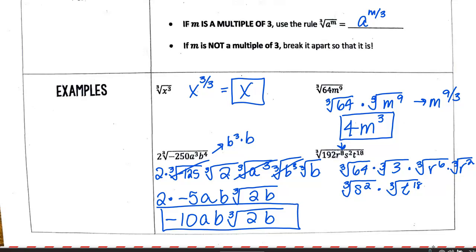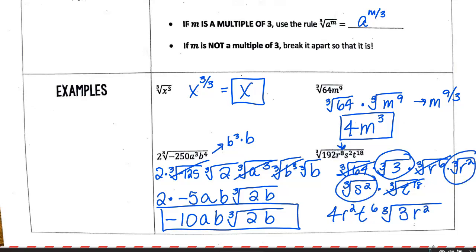All right, let's go ahead and take all the roots that we can take. So we have the cube root of 64, which is 4. We can take the cube root of r to the 6, so that would give us r squared, because 6 divided by 3 is 2. And we can take t to the 18th. 18 divided by 3 is 6, so t to the 6th power. And then we're going to create a cube root here and put all of our leftovers. So we have 3, we have r squared, and we have s squared. And so our answer is 4r squared t to the 6th times the cube root of 3r squared s squared.